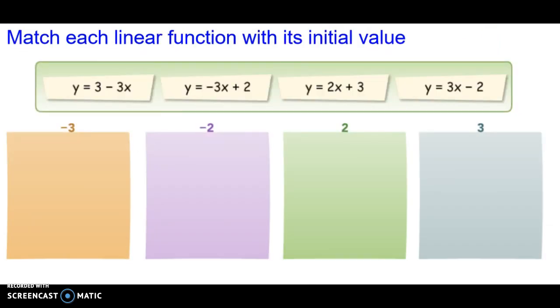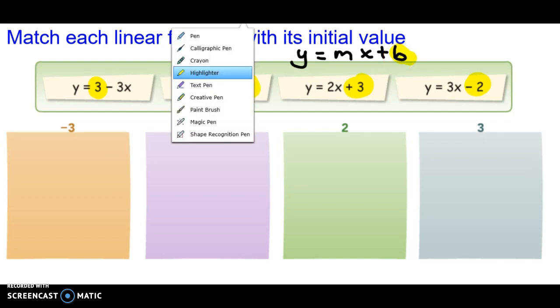So our goal is to match each linear function with its initial value. Again, remember that our equation is y equals mx plus b. Our initial value simply means our b value. That's what we're ultimately looking for. So let's go ahead and identify what exactly our b values are in each equation. 3 is the first one, positive 2 is the second one, positive 3 is the third one, and negative 2 is the last one. Notice how the b values are not attached to x.